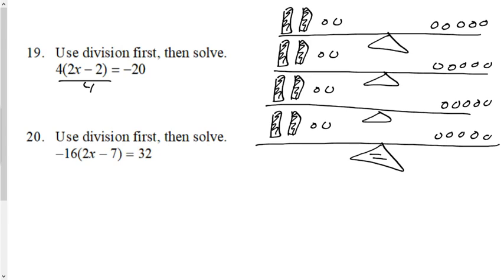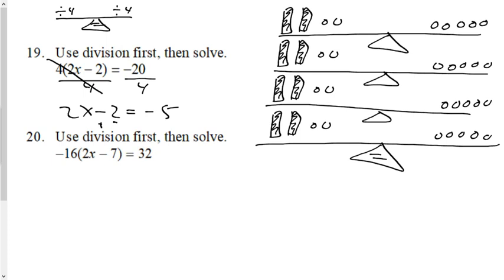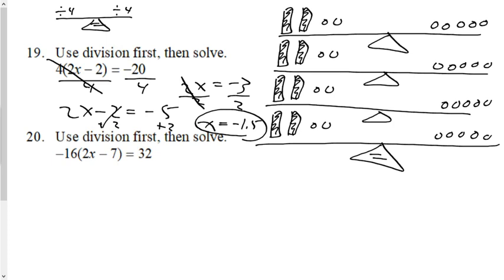If I divide this side into 4 groups and divide this side into 4 groups, or taking this side and dividing it by 4, and this side and dividing it by 4, we've had enough practice now to realize that does not affect its equality. But what it does say is 2x minus 2 is equal to negative 5, right? When I divide both sides by 4. Once we have that, we can add 2 to both sides. 2x equals negative 3. We can divide both sides by 2. And x will equal negative 1.5, right? And that's the value of x.